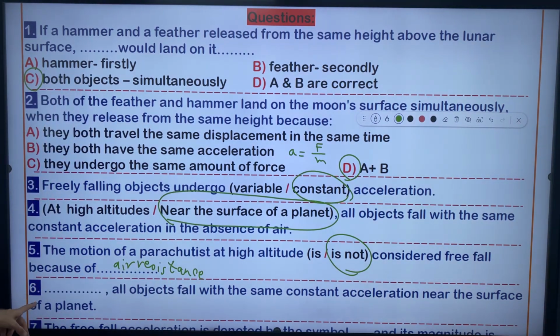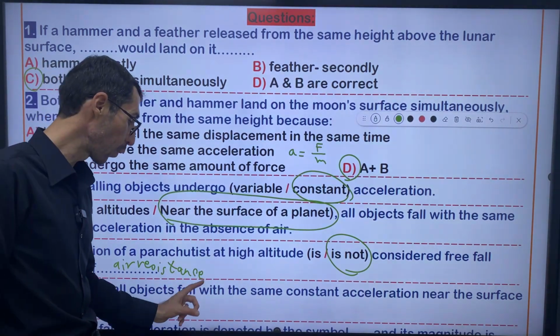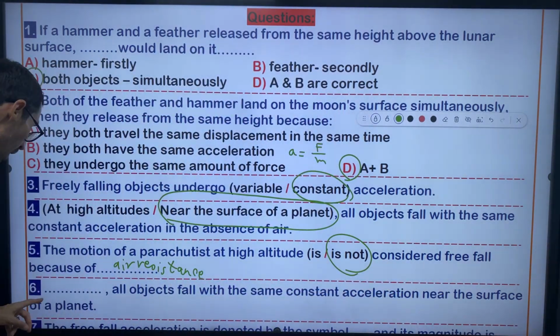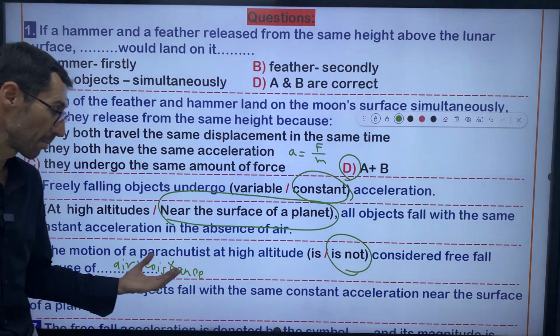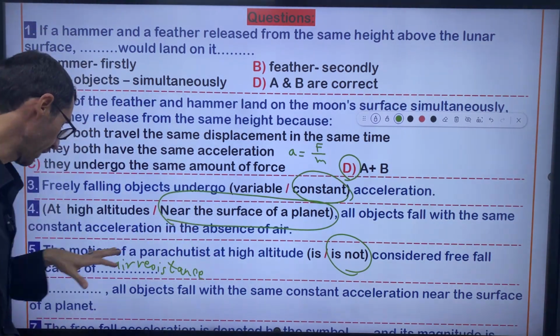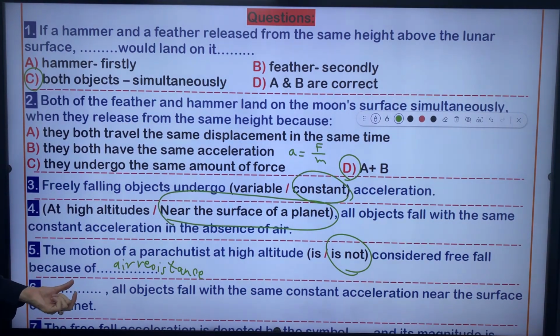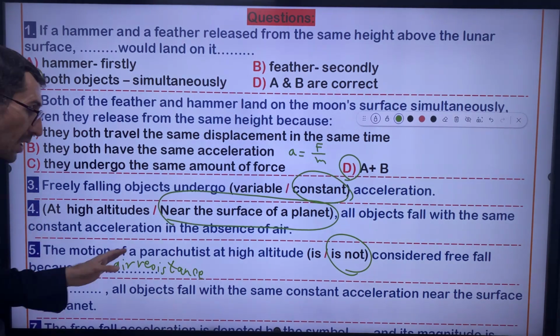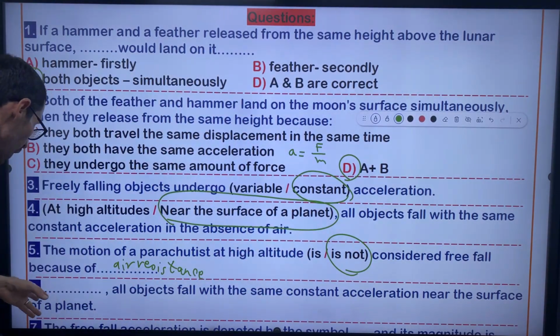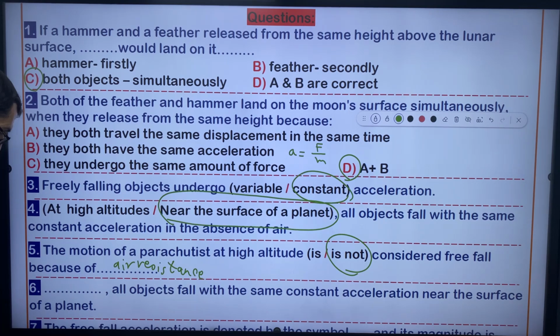Number 6: we have a gap here. All objects fall with the same constant acceleration near the surface of a planet, near the surface of Earth. So what's the condition? In the absence of air resistance, all objects fall with the same constant acceleration near the surface of a planet. Right.